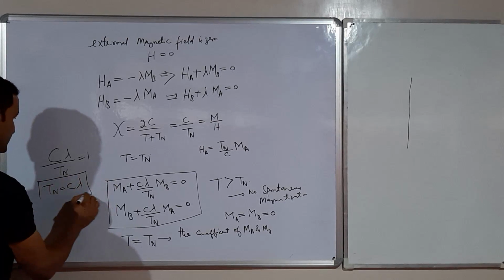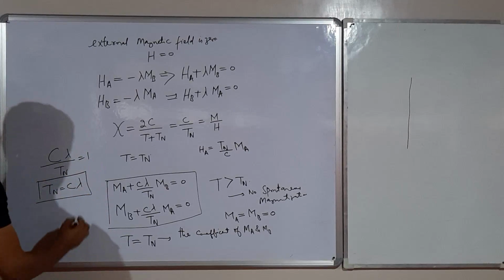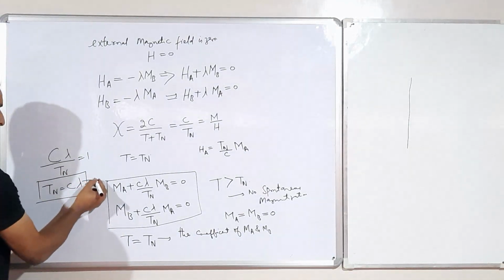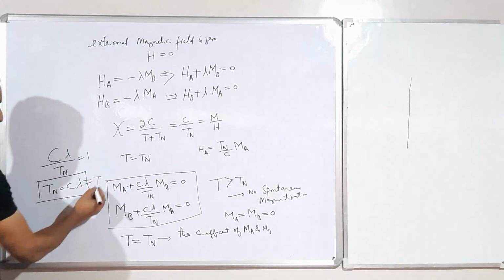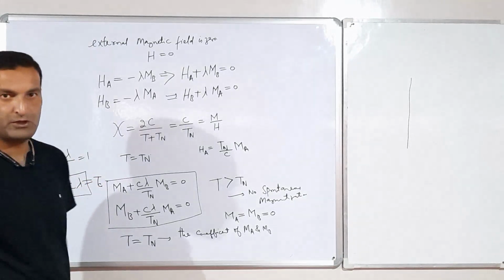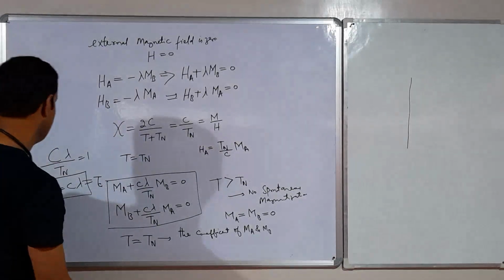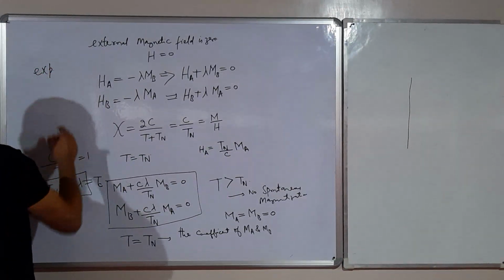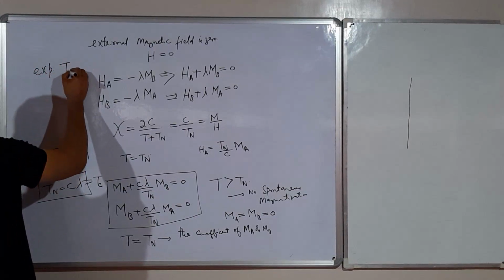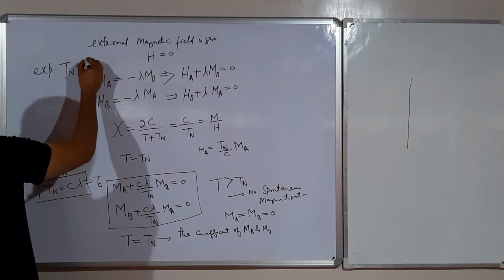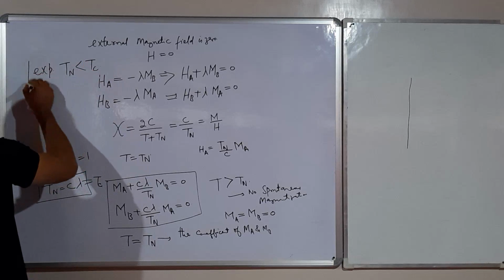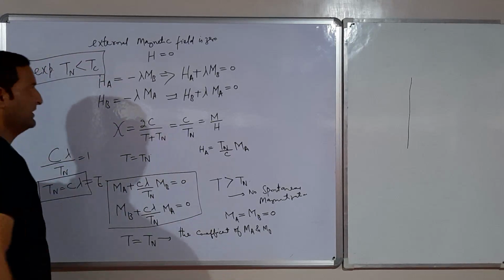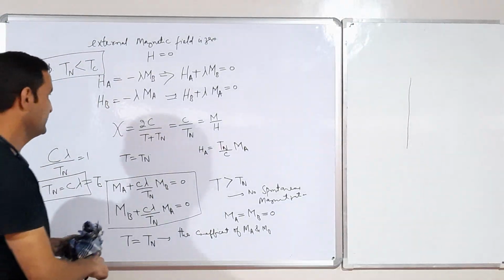So this is the Néel temperature and is analogous to the Curie temperature, that is Tc in the ferromagnetic case, but here experimentally it was found that Tn is small, less than Tc. So this condition can be explained here.